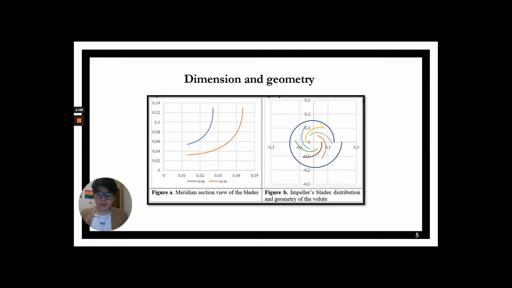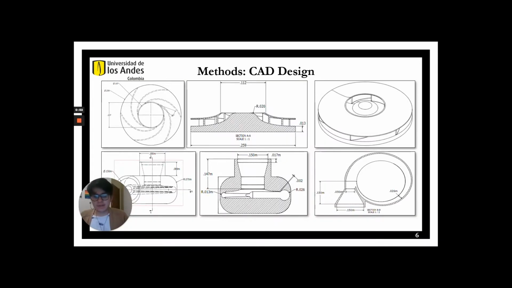Figure B shows the blade distribution and the form of the volute. Meanwhile, Figure A shows the meridian section of one blade. This section will be important for the next step. The data obtained from the meridian section was exported to Inventor in order to start the construction of the pump. The impeller and the volute must follow the calculation made for the design. Otherwise, the performance of the pump may be affected.